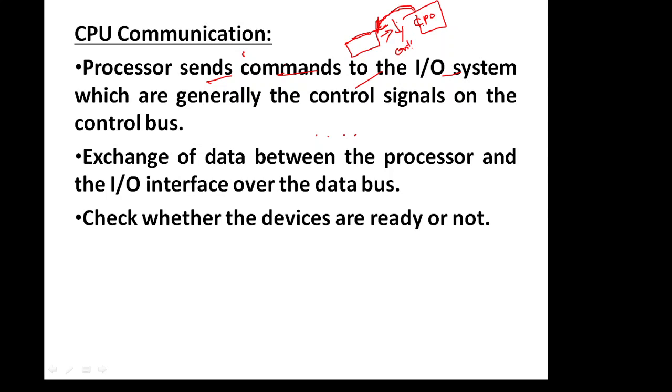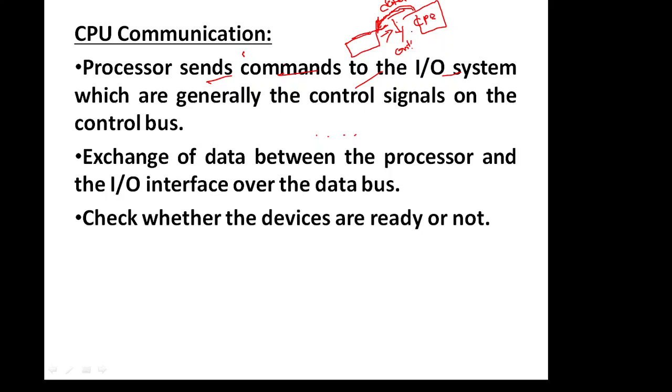This exchange of data between the processor and the I/O interface, how is it going to be done? It is going to be done by the data bus. Fine. We have studied in the first class that we have the system bus. What does the system bus include? System bus includes data bus, address bus, and the control bus.